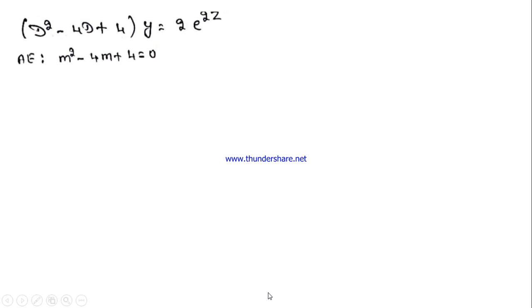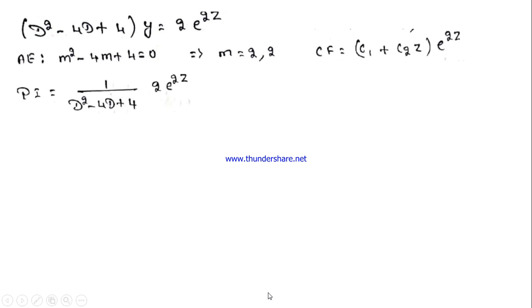First, write the auxiliary equation, write the roots. Roots are real and equal. Complementary function is (c1 plus c2 z) e power 2z. Write the particular integral now. It's 1 by (D square minus 4D plus 4), which operates on 2 e power 2z. And we know the procedure. We should replace D by 2, whereas f of 2 is becoming 0 here.